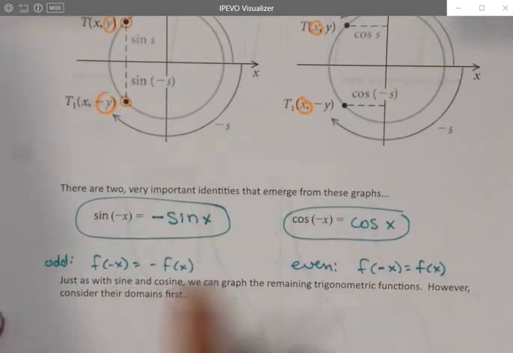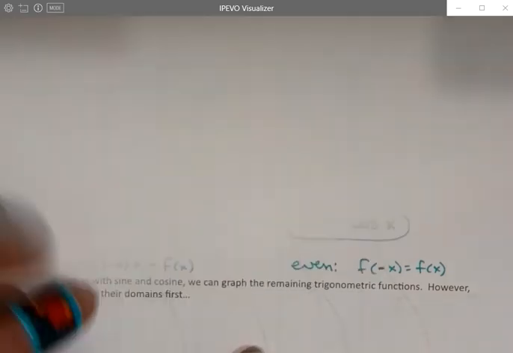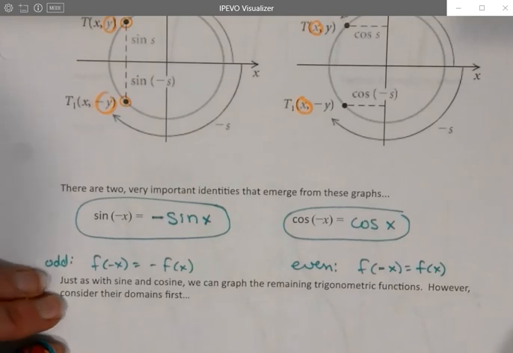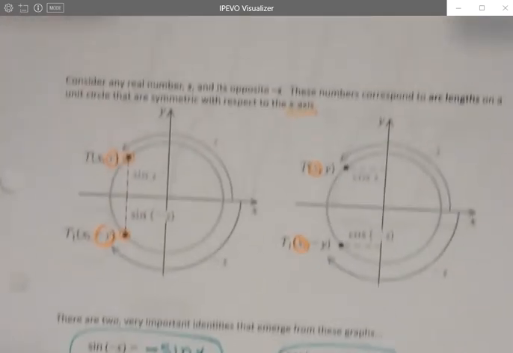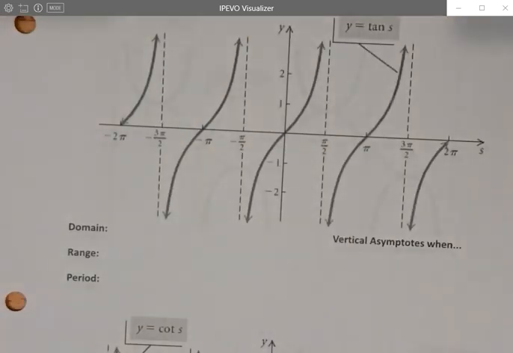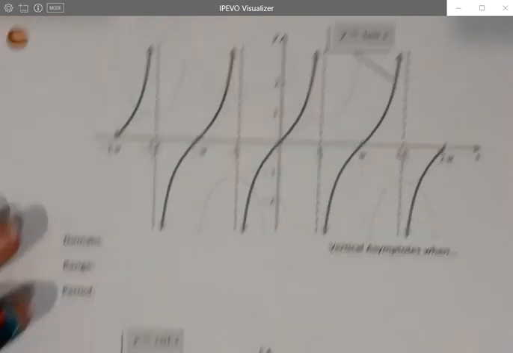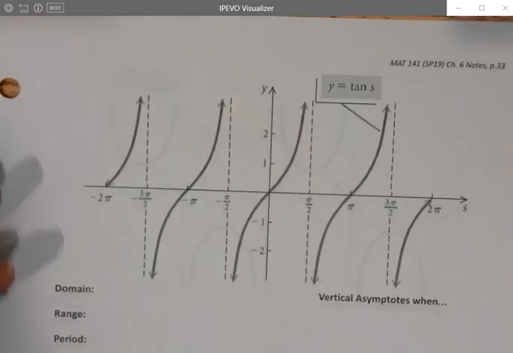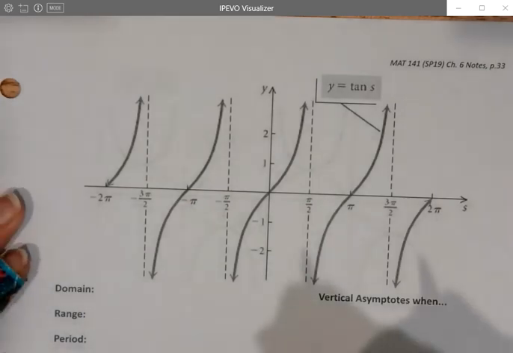Just as with sine and cosine, we can graph the remaining trigonometric functions. However, we want to consider their domains first. Take a look at the next page. Now, tangent's domain is not going to be all real numbers because it was that ratio of y divided by x. The reason that sine and cosine could do all real numbers is because you were dividing by 1 every time, because you're dividing by the hypotenuse.